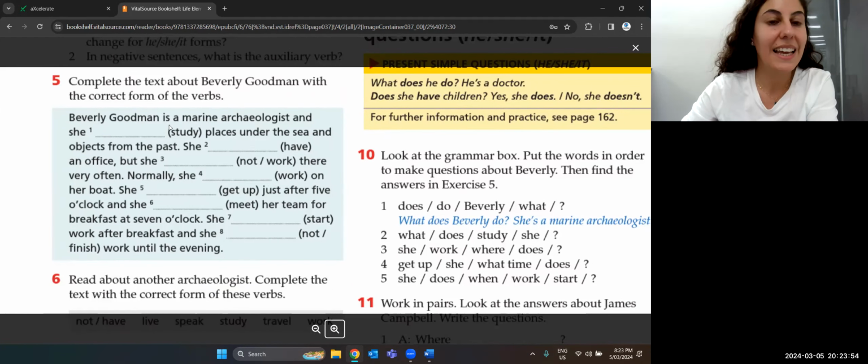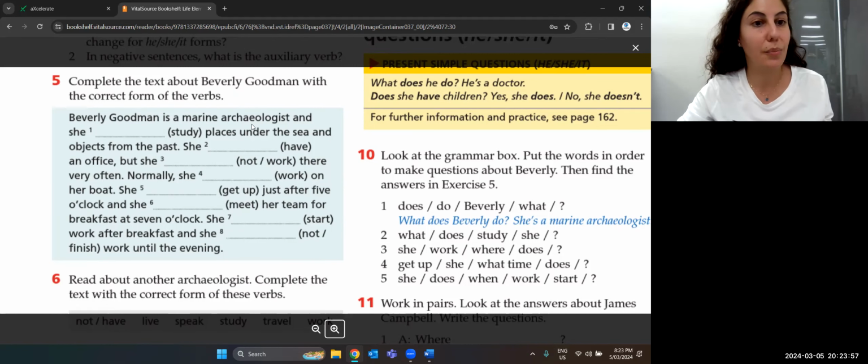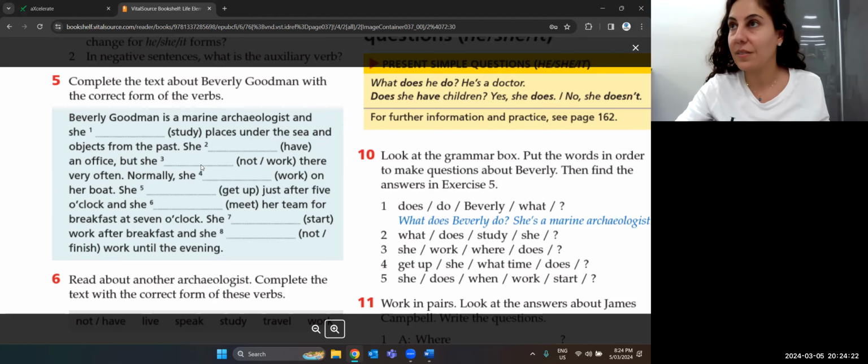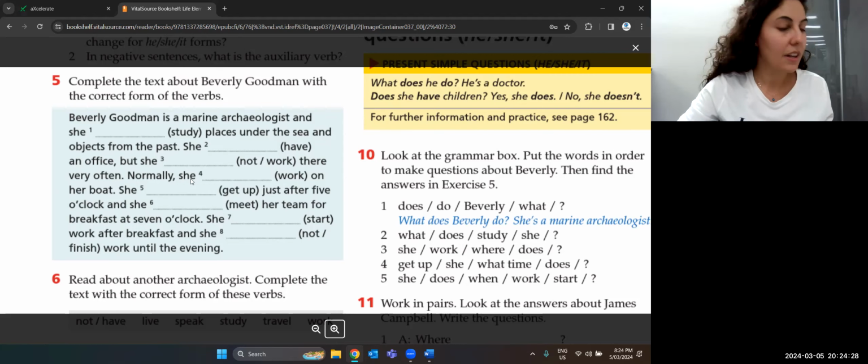So Beverly Goodman is a marine archaeologist. That is her job. And she studies places under the sea and objects from the past. She has. Now have for he, she, it becomes has. She has an office, but we need a negative, but she doesn't work there very often. Normally, she works on her boat. Make sure there's an S because it's she works on her boat.